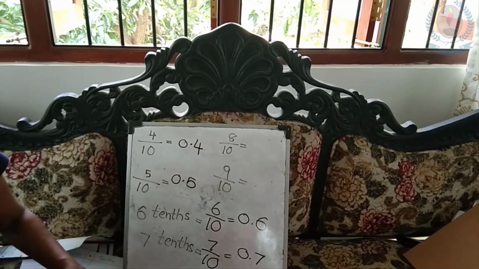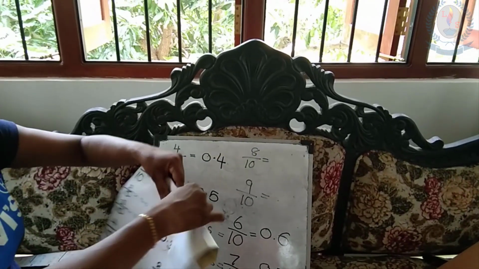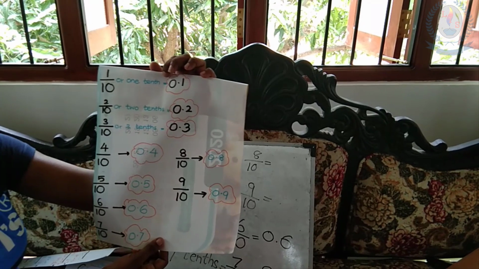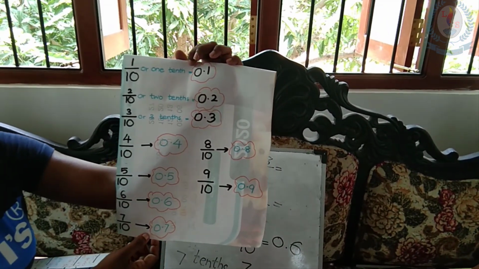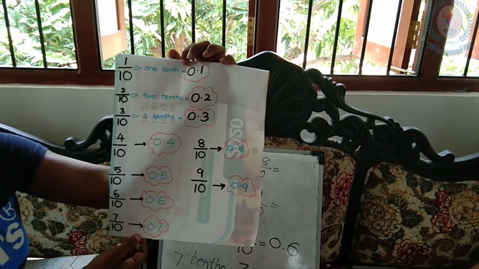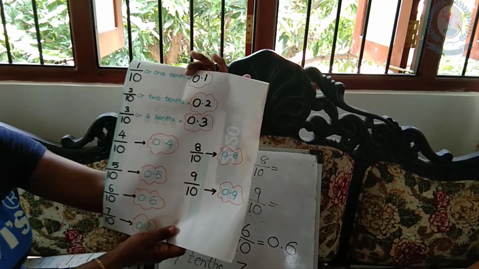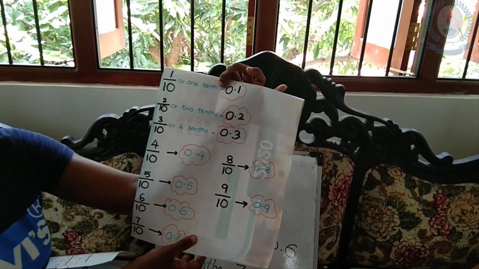Look at this chart. When we write these as decimals, we will get the answers like this. Clearly look at this chart. When we take it as a summary, we can have a look at this, okay?